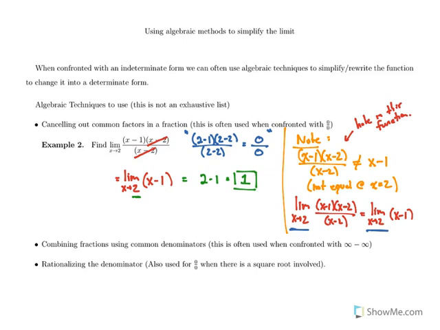All right, some other things that we can do, which we'll see some examples of in the next video. We can combine fractions using common denominators. That's going to be most useful when we have infinity minus infinity. Two fractions, maybe we can combine into one fraction, and now it's able to solve. We're going to be rationalizing the denominator. That's also used for 0 over 0 when there's a square root involved usually. And there's lots of other things that we could do. So those are the three biggest things we're going to see.